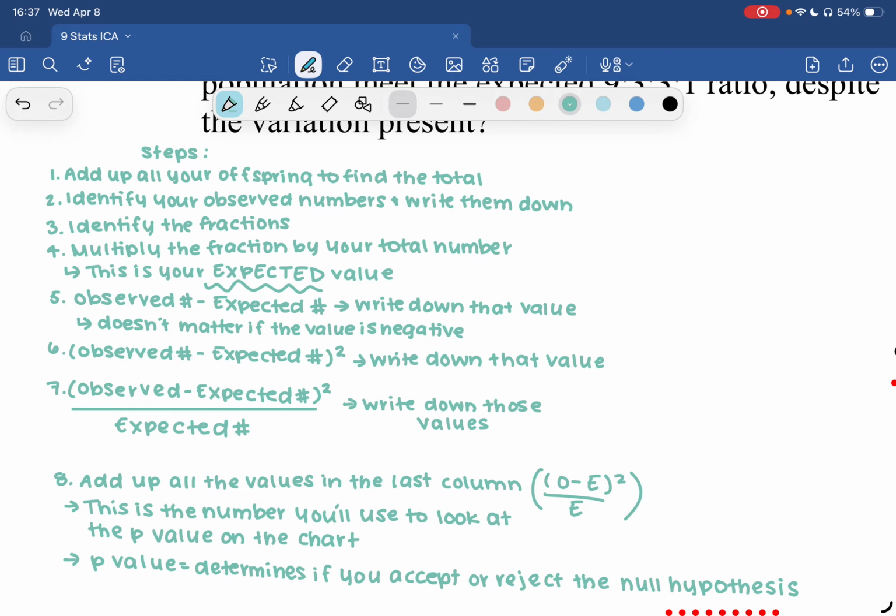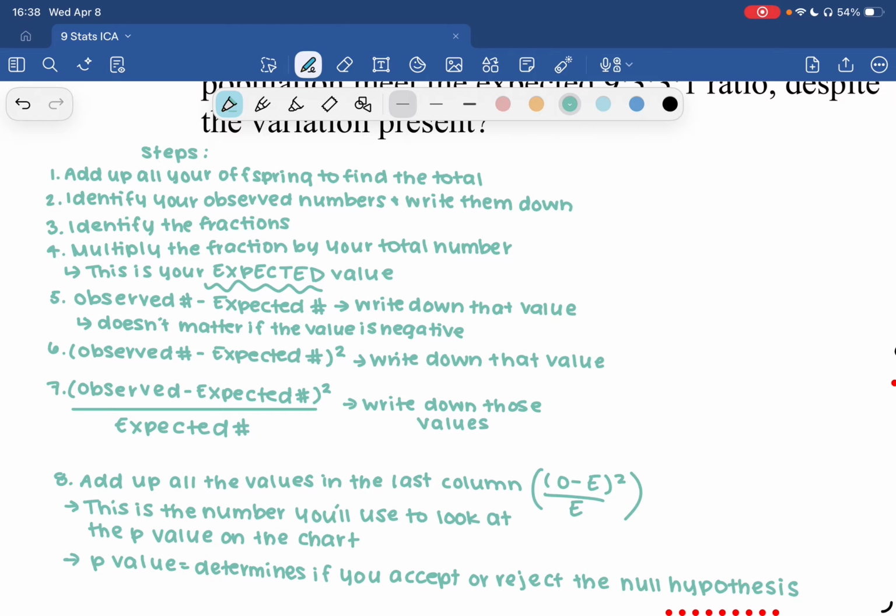So the first thing you're going to do is add up all of your offspring to find the total amount of organisms you're dealing with, whether it be peas, animals, whatever. You want to find your total offspring. Then you're going to identify your observed numbers and make sure to write them down. Then you'll identify the fractions or the ratios. This will make more sense once we start doing the math. And then you're going to multiply the fraction by your total number, and this will be your expected value.